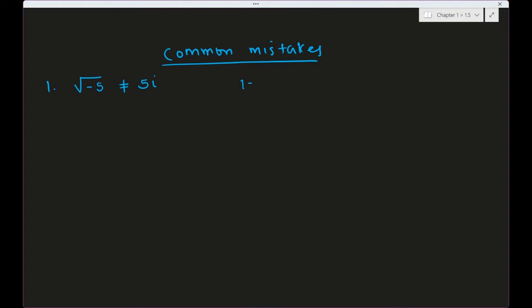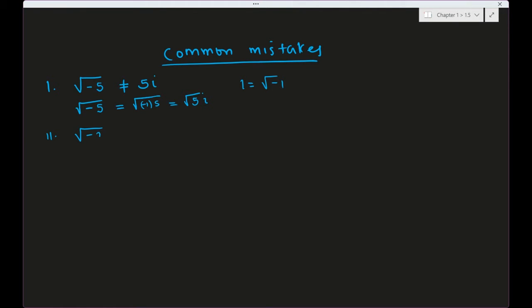What do we know about i? We know that i is the square root of minus 1. So, if we have the root of minus 5, we can see it as the root of minus 1 times 5, right? Which is simply root of 5, then i. Now, this is correct.